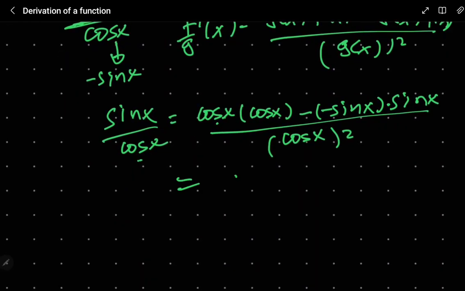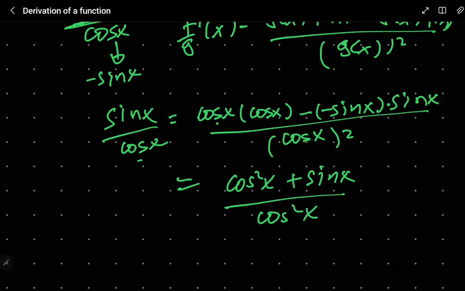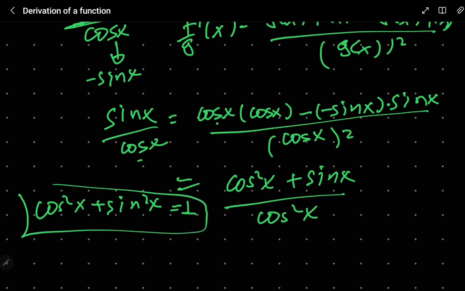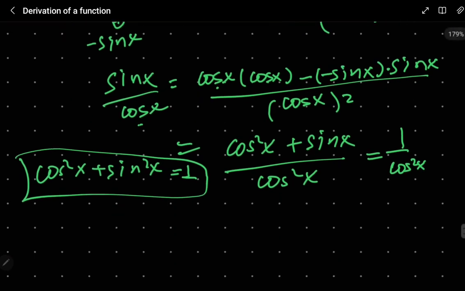Cos x times cos x is how much? Cos square x plus sin square x over cos square x. But how much is cos square x plus sin square x? From the trigonometric identity, this is 1. The sum of the squares of these two is 1. So this is equal to 1 over cos square x.